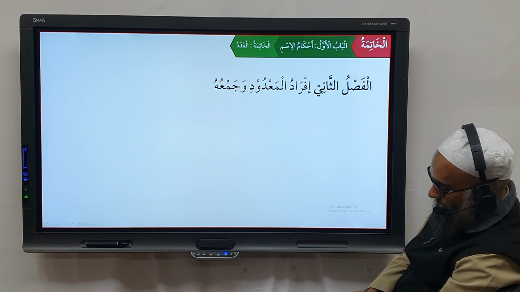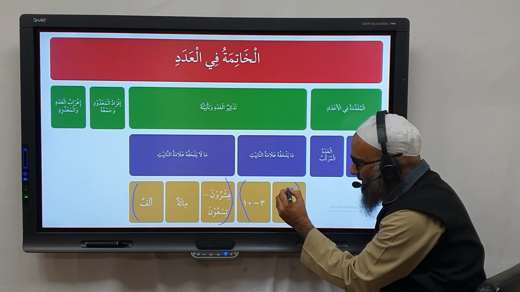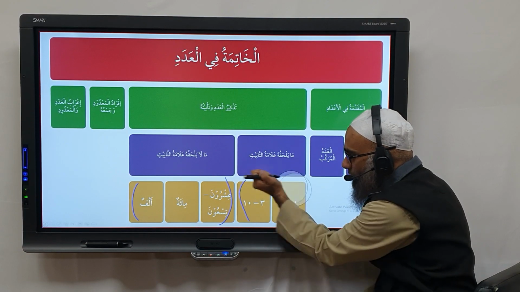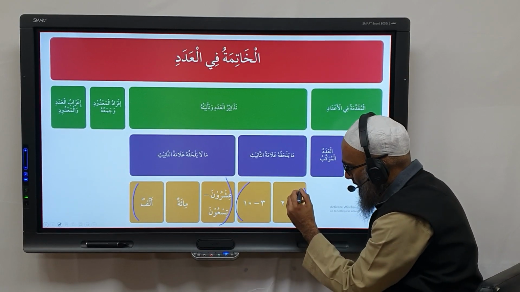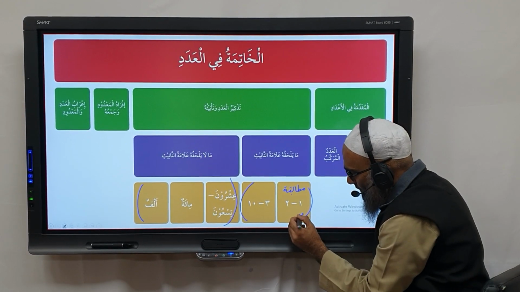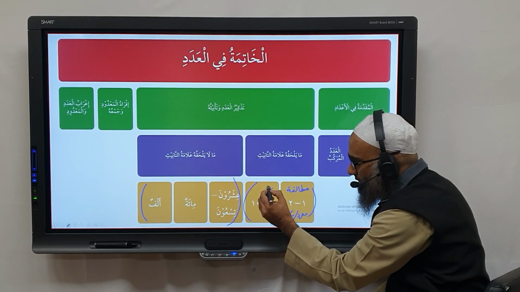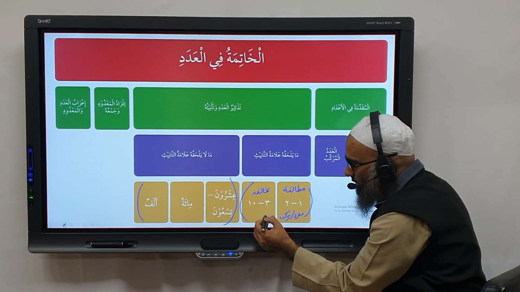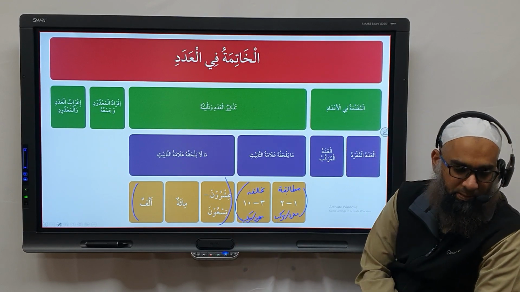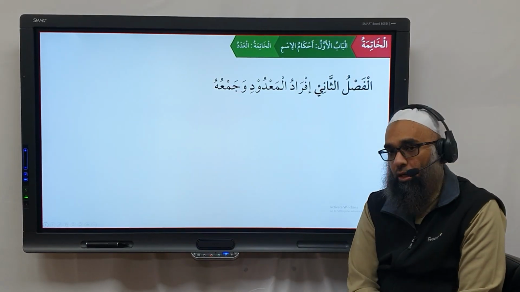Okay. Now we're moving on to, and then in there you also mentioned a few rules. You mentioned, for example, 1 and 2 has mutabaqa, and 3 to 10 has mukhalafa. So numbers 1 and 2 match the ma'dud. Whether it's a mufrad or a murakkab, it has mutabaqa. And 3 to 10 has mukhalafa. Whether it's a mufrad number or a murakkab number, it has mukhalafa. The adad and ma'dud will be different. Is that clear to everybody? Understood? Okay.